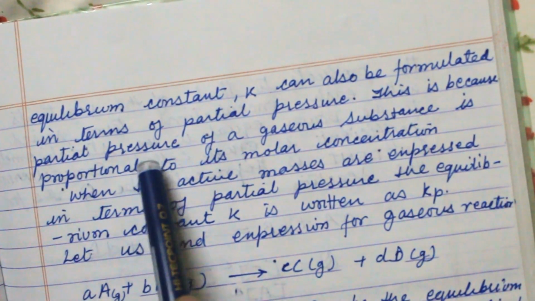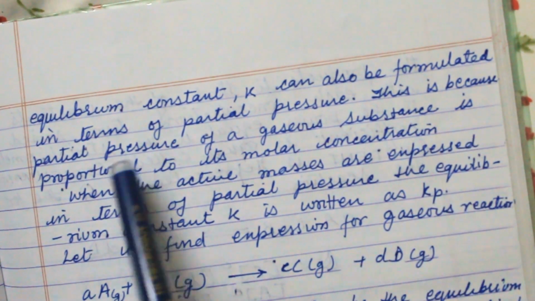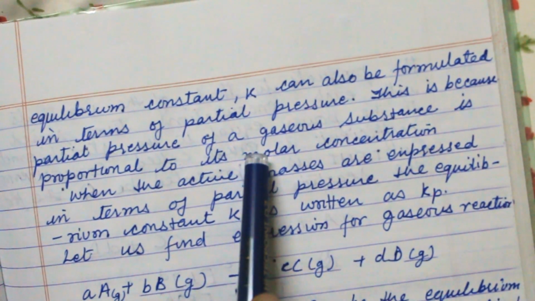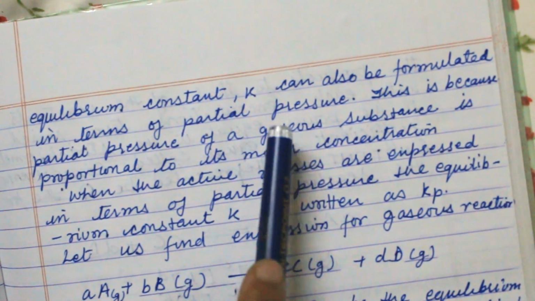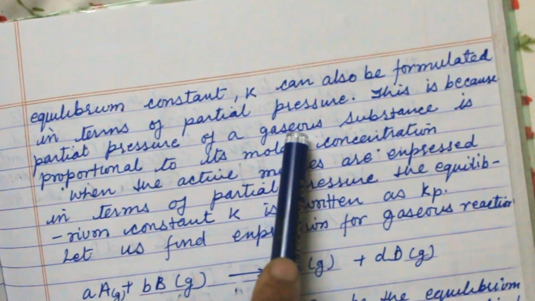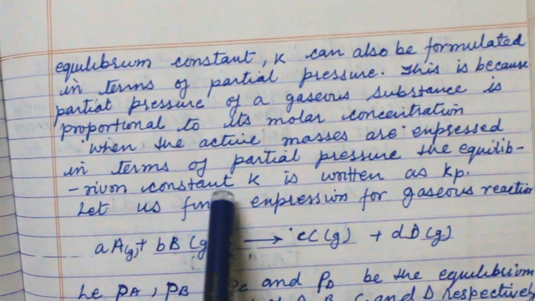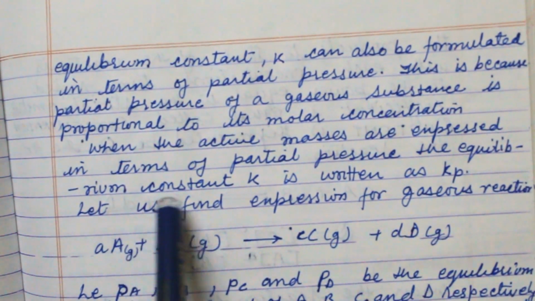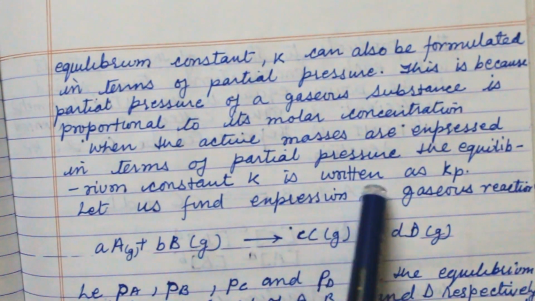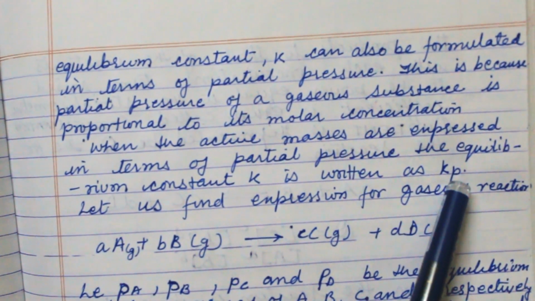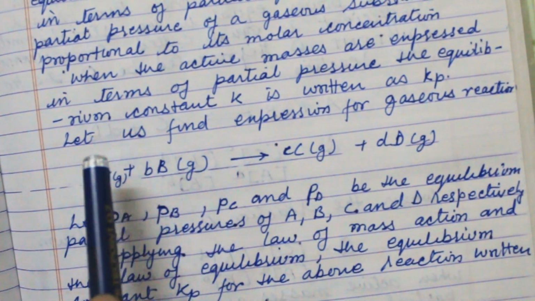This is because the partial pressure of a gaseous substance is proportional to its molar concentration. How many moles does a gaseous substance contain? It depends on that only. So when the active masses are expressed in terms of partial pressure, the equilibrium constant, that is K, is written as Kp, because P is denoted as the partial pressure for the gaseous substance.